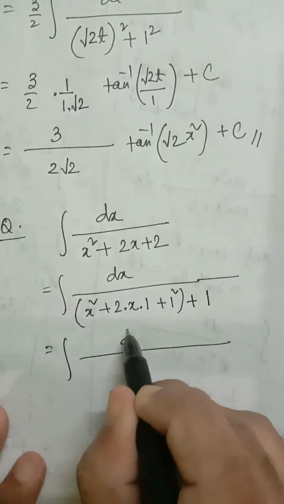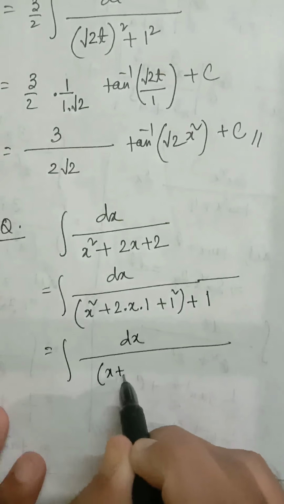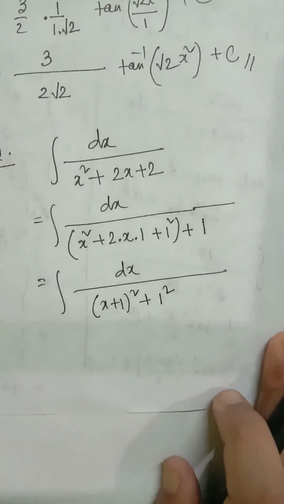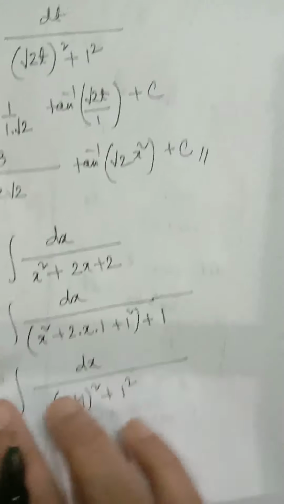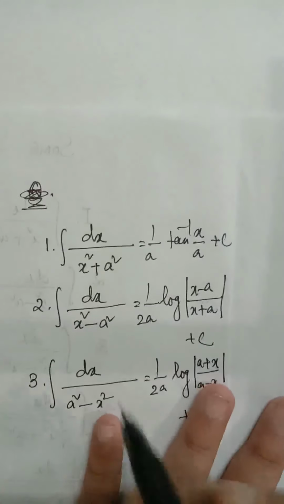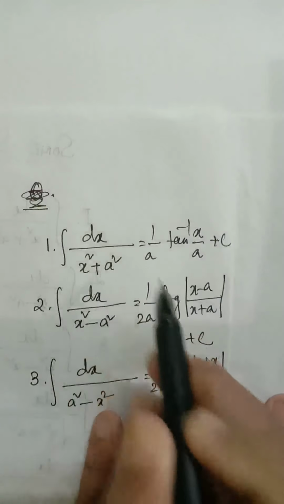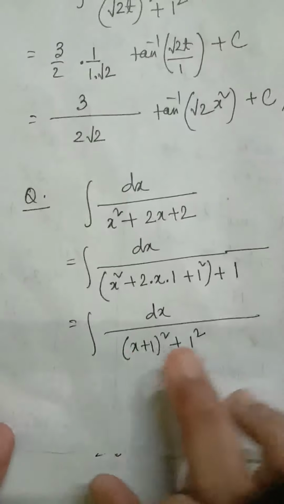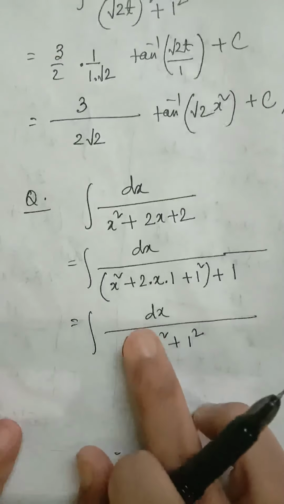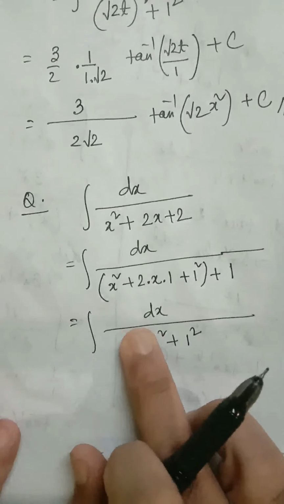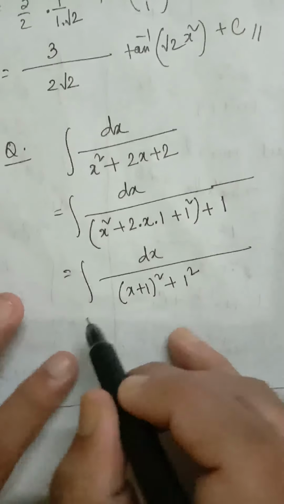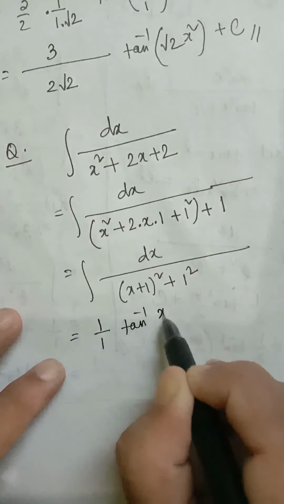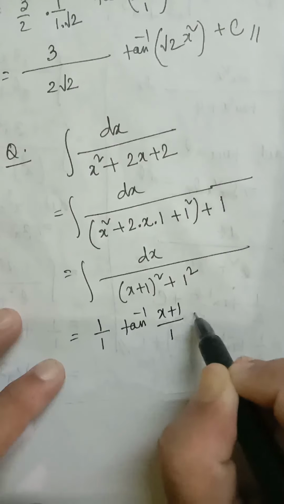So the denominator is now (x+1) whole square plus 1 square. Now this integral is of the first form, dx by x square plus a square. You can see this is a linear expression, x only. So dx by x square plus a square is 1 by a tan inverse of x by a plus c.